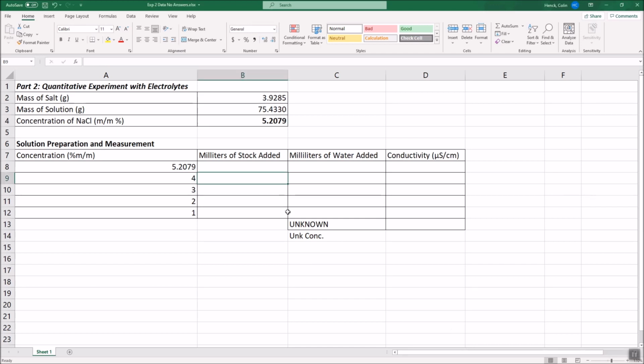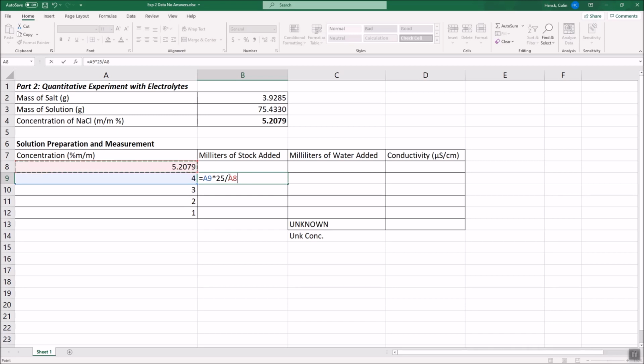So in order to do this, we're going to use C1V1 equals C2V2. In this case, we want to take the concentration that we want and multiply it by 25. This is C2 and this is V2. We want to take that value and divide by C1. In this case, this is our C1.